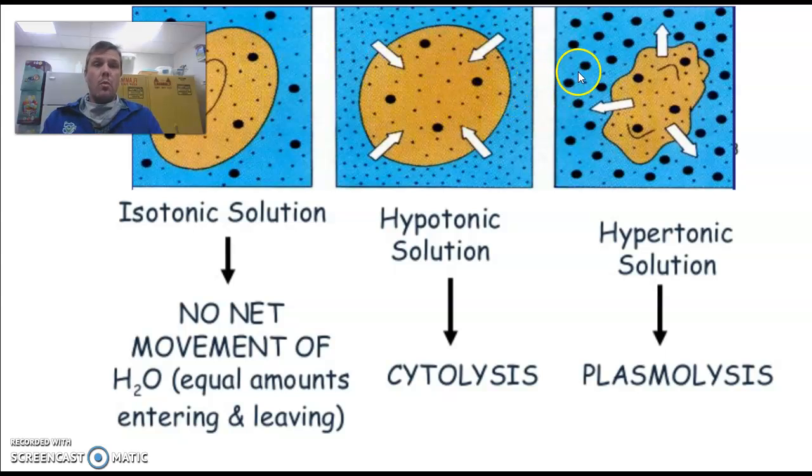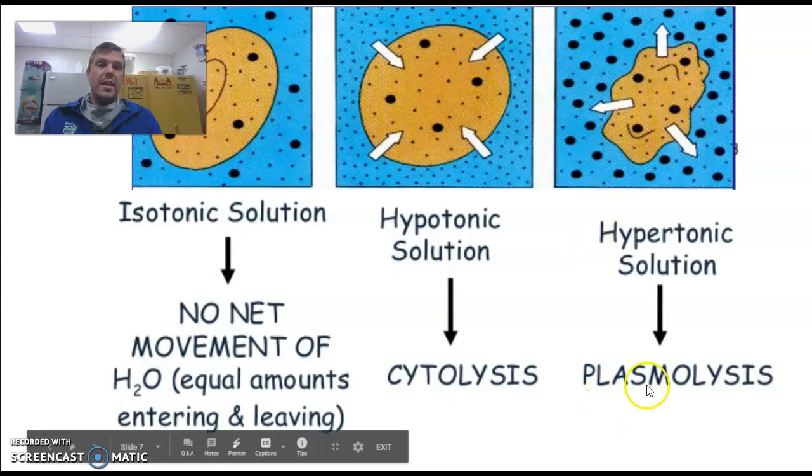Third type of solution that we could have: we could have more dissolved solutes outside of the cell than we have inside of the cell. If I have more dissolved solutes outside of the cell, that means I have more pure water inside. The water needs to go to try and reach equilibrium, so it's going to leave the cell and try to dilute the area outside of the cell. That's not going to happen. The cell is going to shrink. That's called plasmolysis.